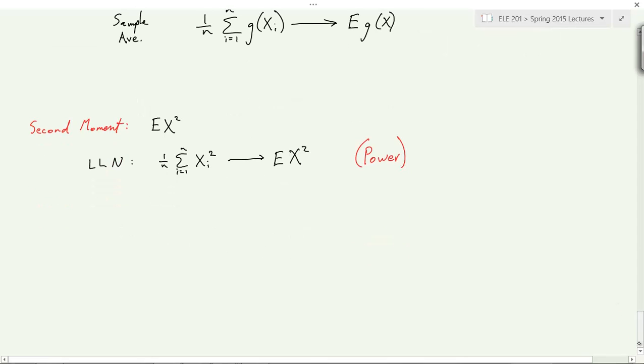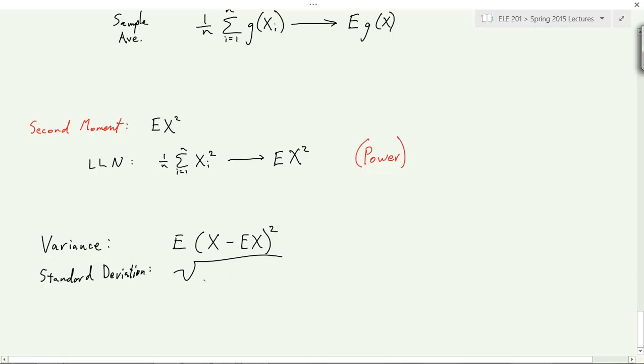A couple things related to this second moment. We have variance. Variance is like the second moment, but you first remove the mean. So you take x, subtract its mean before you take the second moment of the distribution. So it's going to be always less than or equal to the second moment. And finally, you have something called standard deviation, which is just the square root of this variance.